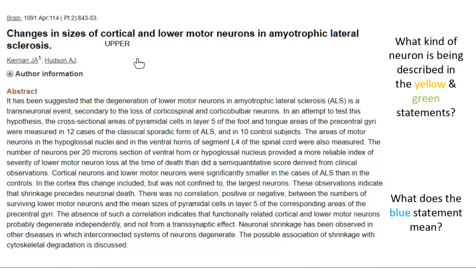What questions do we still have about ALS?